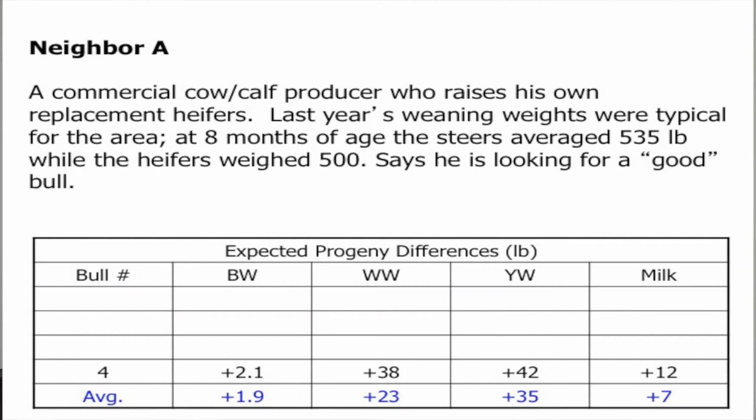And then the last operation is kind of just the middle of the road operation. They've got steers that are weaning at 535 pounds. The heifers are at 500 pounds. Raises his own replacement females. Just needs kind of a bull that has got some good weaning weight and yearling weight. You know, average, maybe a little above average, and that's kind of what that last bull does for us there.